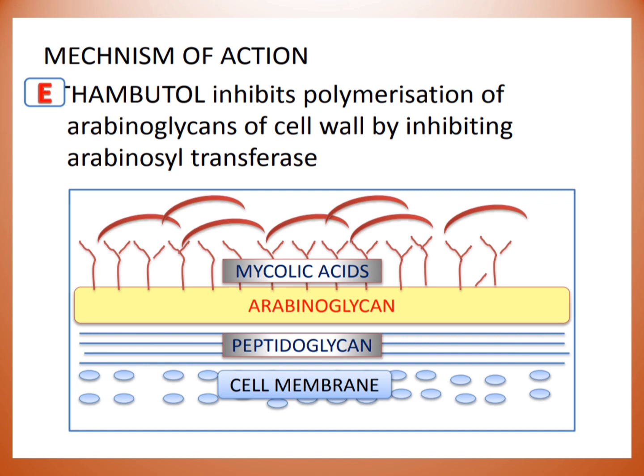Mechanism of action. Ethambutol inhibits polymerization of arabinoglycans of the cell wall by inhibiting the arabinosyl transferase enzyme.